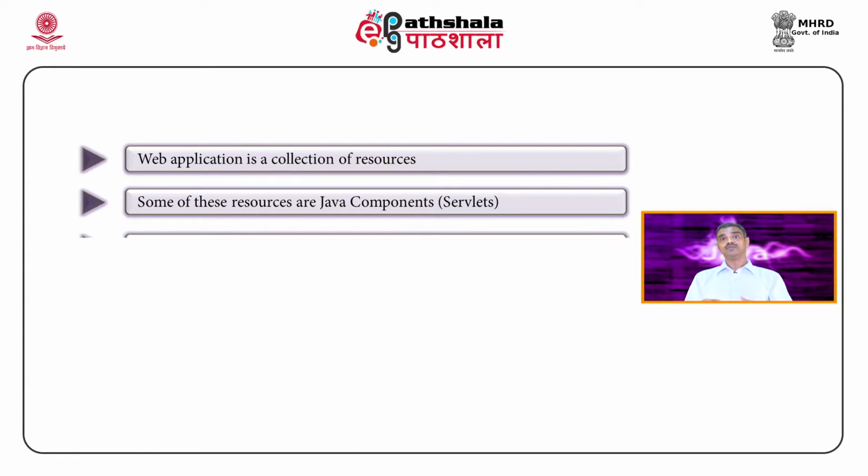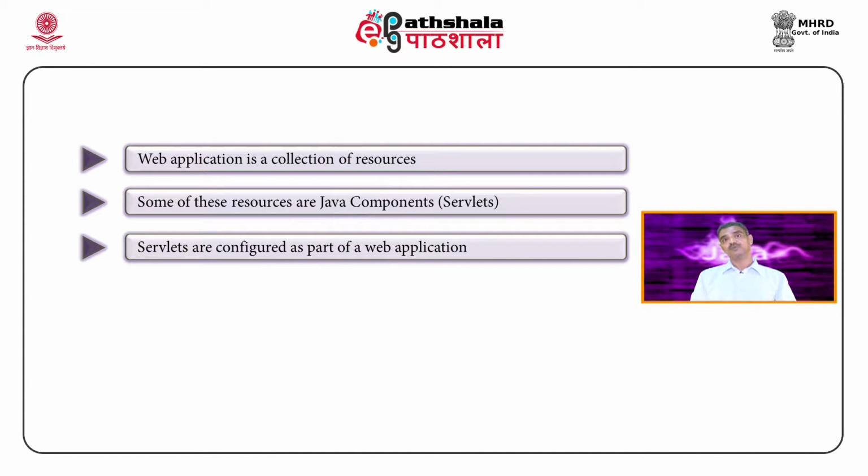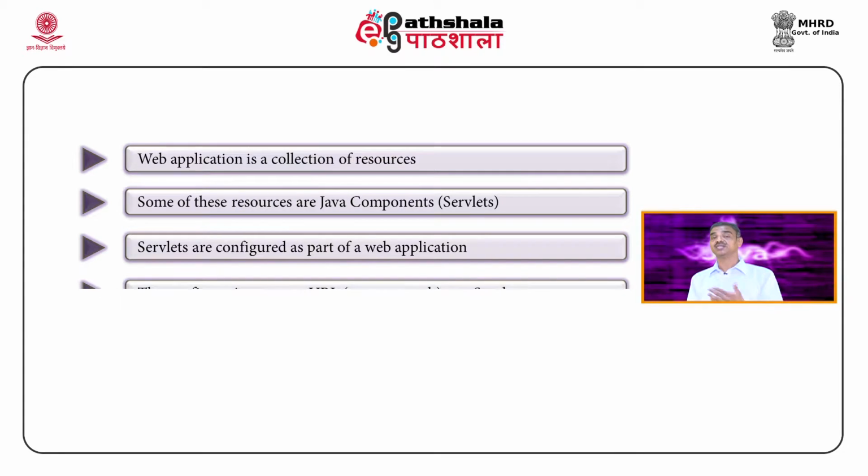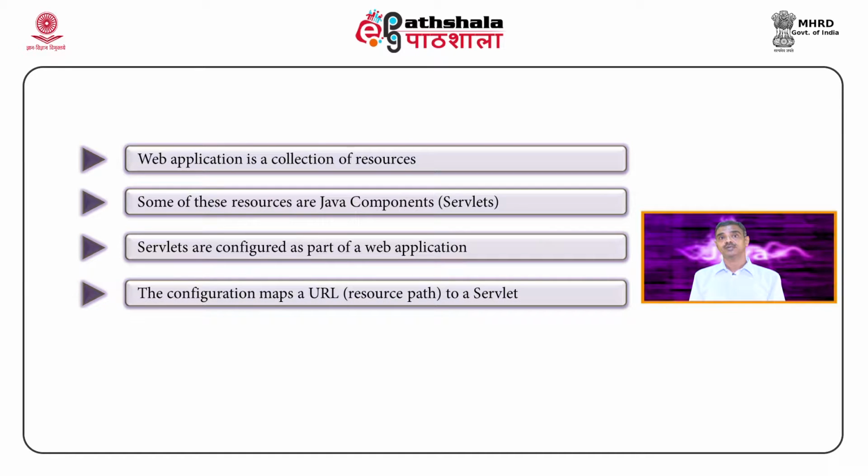So, within the configuration for a particular web application, we may configure several servlets to be part of the application. And within this configuration, we also map a URL pattern. A URL identifies a resource. So, we map a URL pattern with our servlet, which is a simple Java component. We will see what kind of Java component it is very soon. So, this is what comes as part of the configuration of a web application.